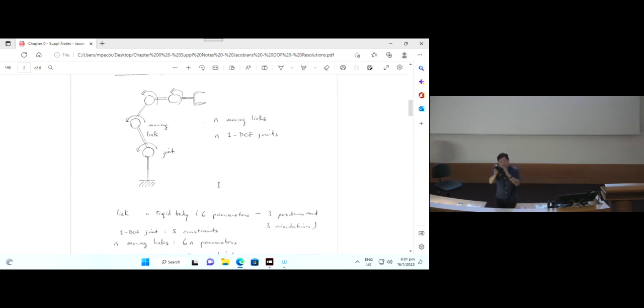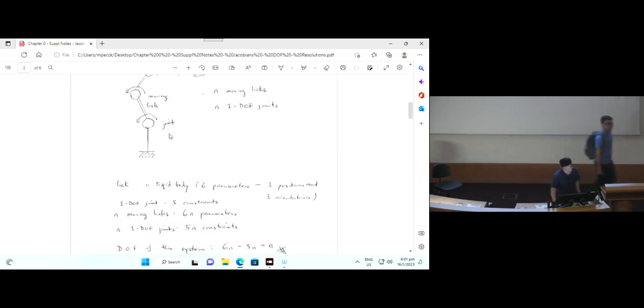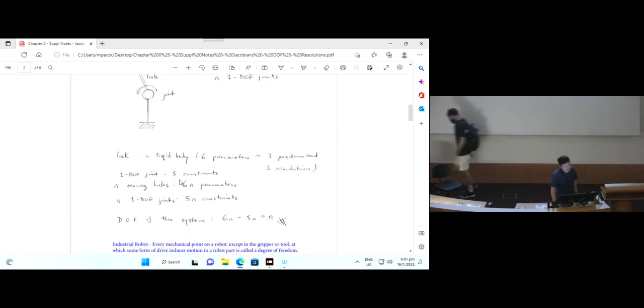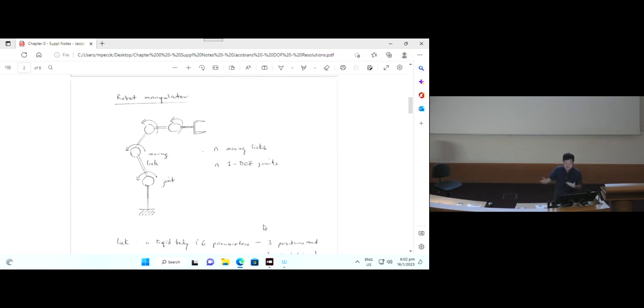So the 5 lost degrees of freedom are the 5 constraints. So you have your 6 degrees of freedom minus 5 constraints, so you are left with 1 degree of freedom. So this is why, for a 1 degree of freedom joint, you have 5 constraints. So if you have n moving links, you have 6n parameters, 6 degrees of freedom each, and 1 degree of freedom joints give you 5n constraints. So the degree of freedom of the system you can simply calculate by 6n minus 5n, which is equal to n. So this n is essentially the number of joints of your manipulator.